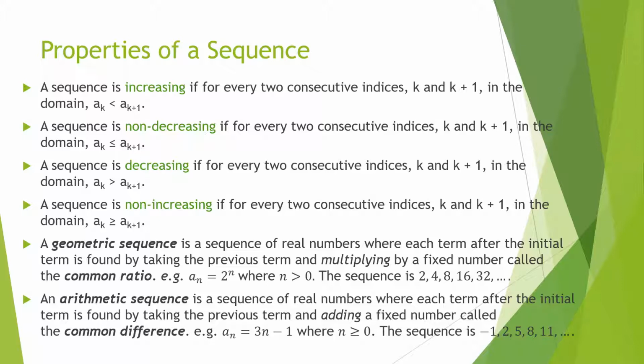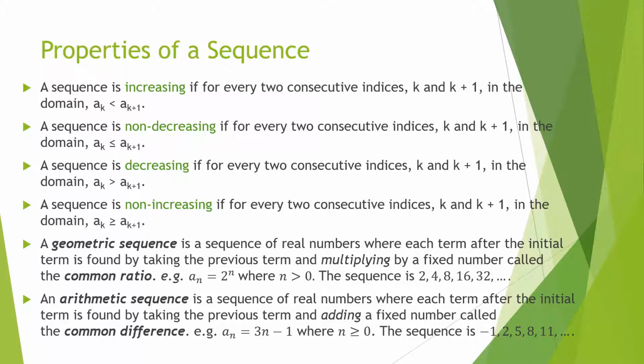In geometric sequences, we have a multiplication operation to find the next term of the sequence. So this is an example of an arithmetic sequence. a sub n is equal to 3 times n minus 1, where n can be any non-negative integer. So basically the sequence looks like this.